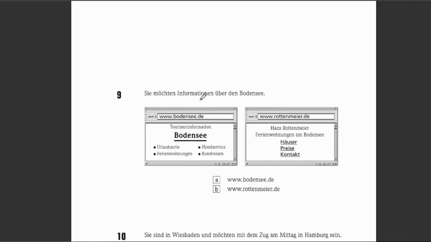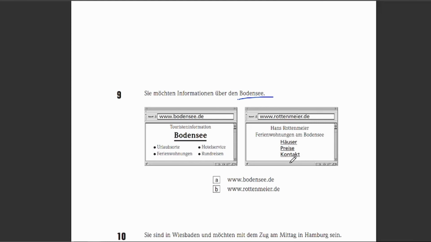Sie möchten Informationen über den Bodensee. So you want more information about Bodensee. Let's see the website here: bodensee.de Touristeninformationen. So it seems to be a website for tourists, Urlaubsorte, vacation places, hotel services and everything. Seems to be very interesting and suitable for this question. Just wait and see the next one. Hans Rottenheimer, Ferienwohnungen am Bodensee. Hause, Preise, Contact.